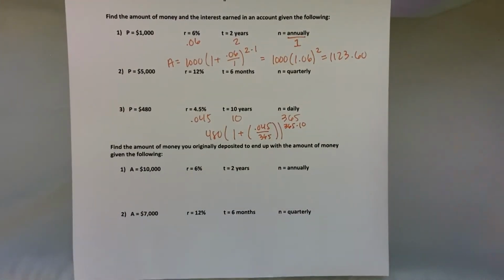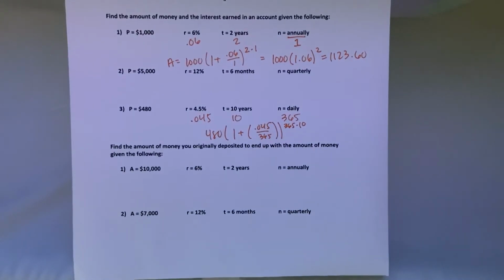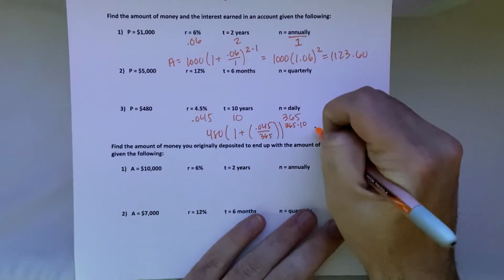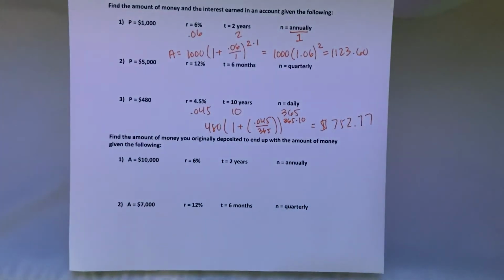So when you're typing this in, make sure to put your parentheses in the right place. You may need a caret for your exponent, and you may need to put that multiplication in parentheses as well to be safe. So we've got 480 times 1 plus 0.045 divided by 365 to the 365 times 10 power. Here we get $752.77. So if you recall, there was one of these on the last set as well.